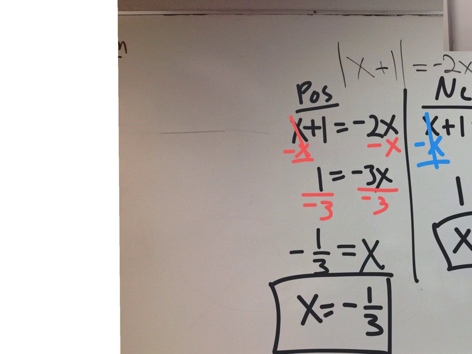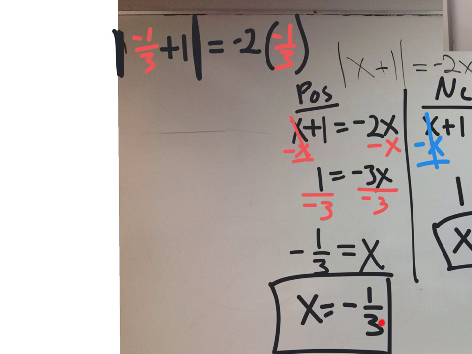So what I'm going to do is move this over to the side and check my first answer, negative 1/3, by plugging it in. As you could see, I took the negative 1/3 and plugged it right into this x, and it's right here. So let's work this out.